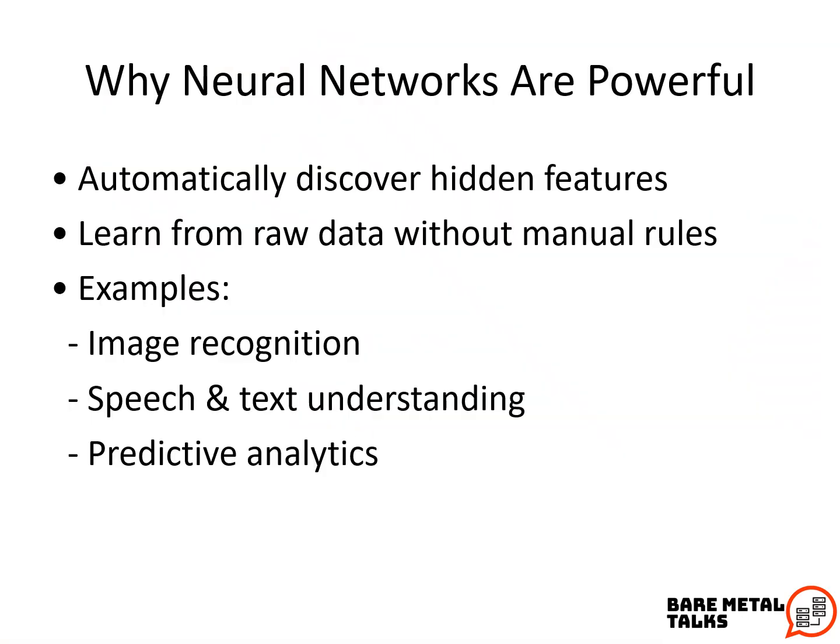Why are neural networks so powerful? Because they can automatically learn features that humans used to design manually. For example, in image recognition, early layers detect edges and corners, middle layers identify shapes, and deeper layers recognize full objects like faces or cars. In speech or text, layers learn patterns of sounds, words, and even meanings, step by step. This ability to discover hidden features is what makes deep learning, a special kind of neural network, so revolutionary.